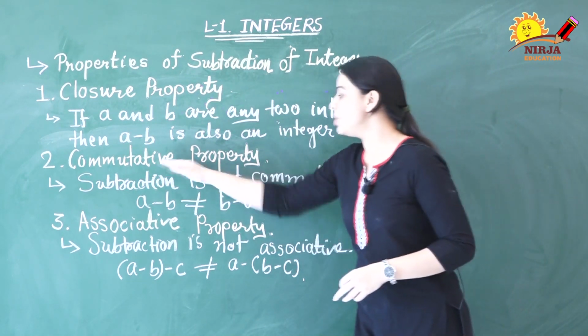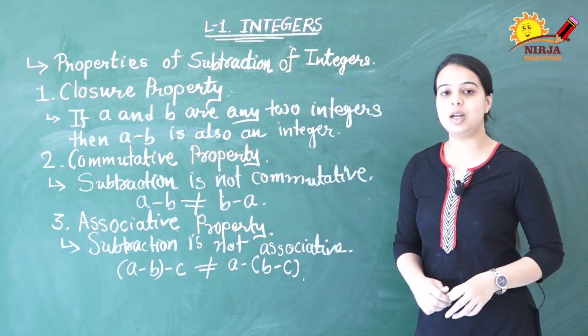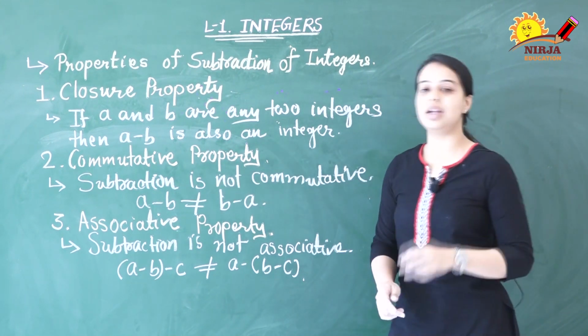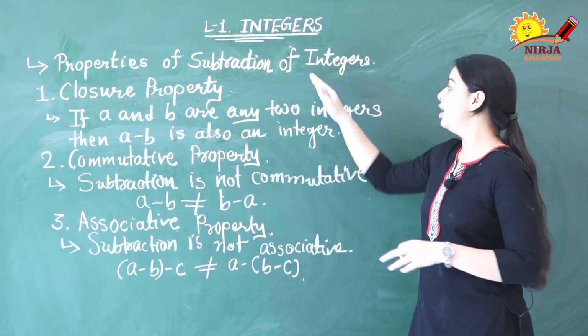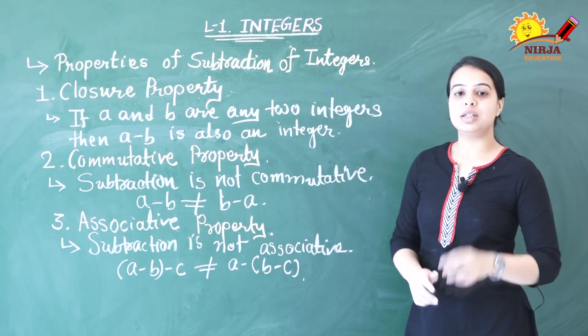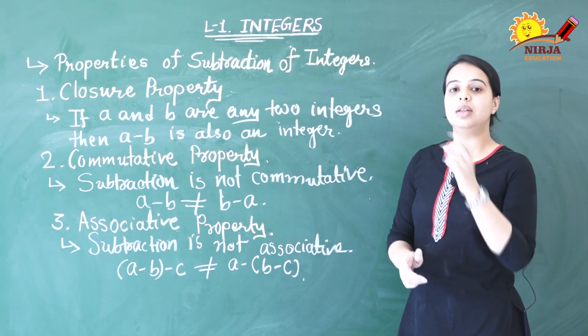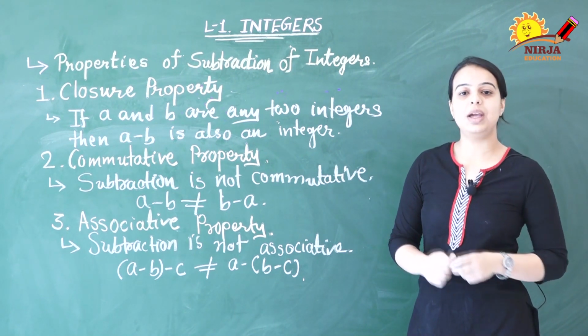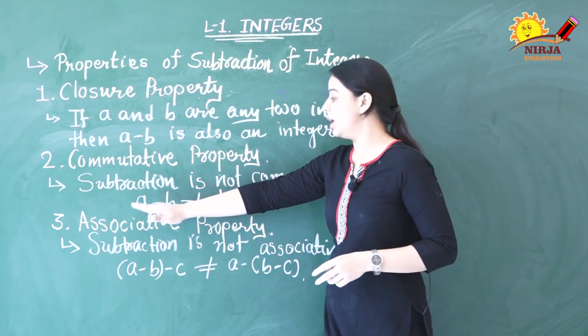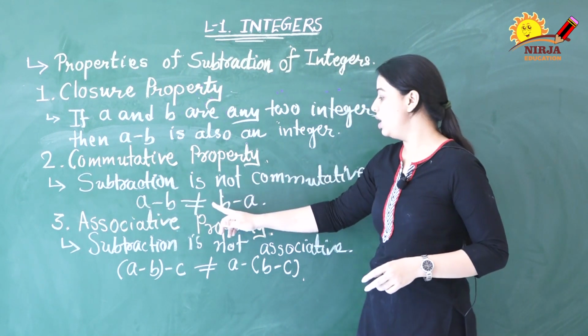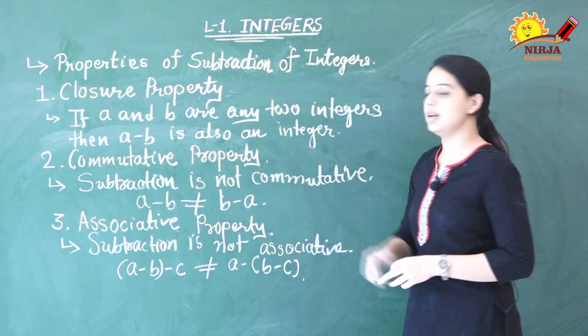Second one is commutative property. As we have seen by example, subtraction is not commutative for integers. That means if we change the order in which subtraction occurs, then the result is also going to change. In short, we can write like this: a minus b is not equal to b minus a.